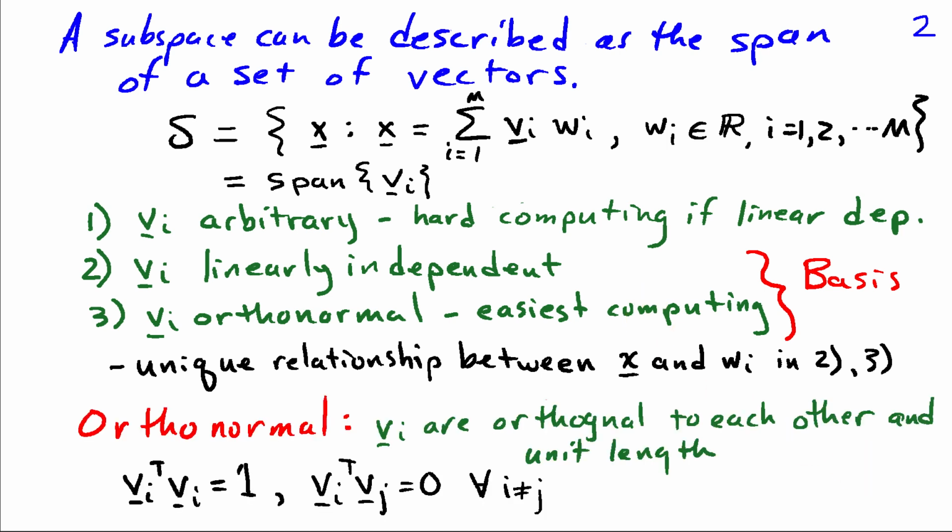Now briefly, orthonormal is a word that means the v sub i are orthogonal to each other, and they're also unit length. Their inner product with itself is 1, that's unit length, and the inner product between any two different v sub i's, v sub i and v sub j, is 0. Remember that the inner product between two vectors can be expressed as the magnitude of one times the magnitude of the other times the cosine of the angle between them. So if the angle is pi over 2 radians, or 90 degrees, then the inner product is 0, and that's what we mean by these vectors being orthogonal to one another.